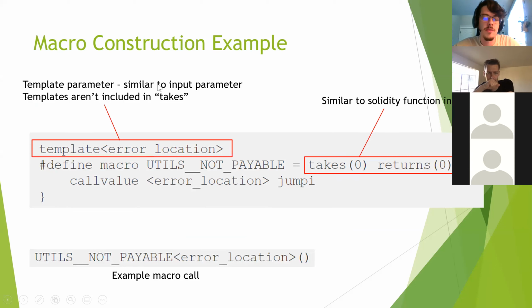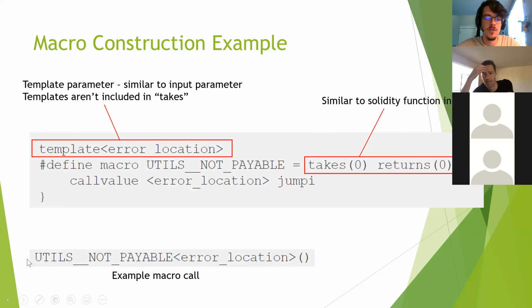And yeah, template parameters. You'll notice that the template parameters aren't included in the takes. That's because they aren't consumed when the macro happens. You're not pushing the template parameter to the stack. You're just naming it something and then possibly pushing it to the stack when you call it inline.